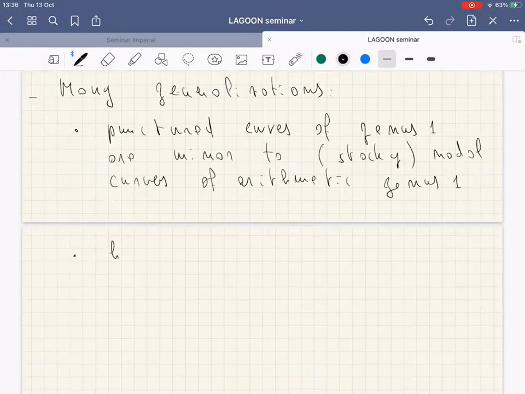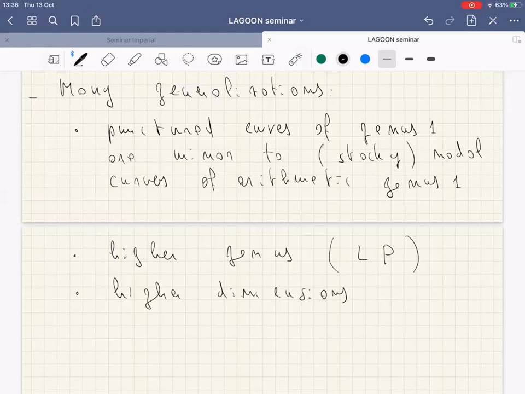Higher genus was worked out by Lekili and Polishchuk, and then in higher dimensions, there are various works. For instance, Gamage, Schende.